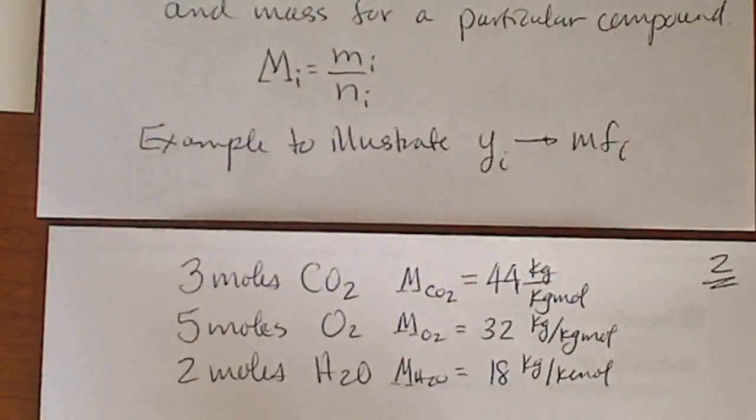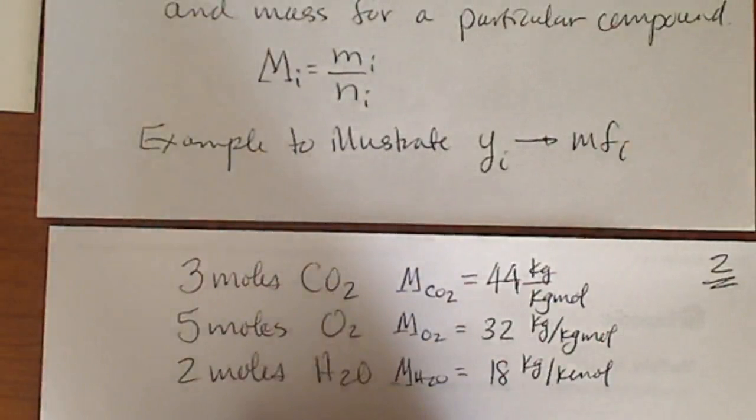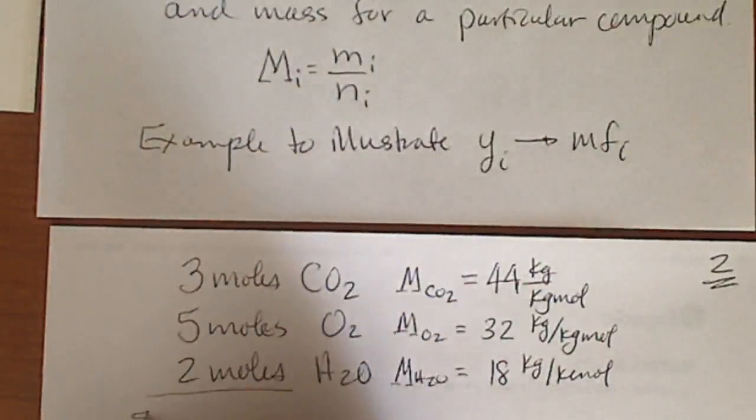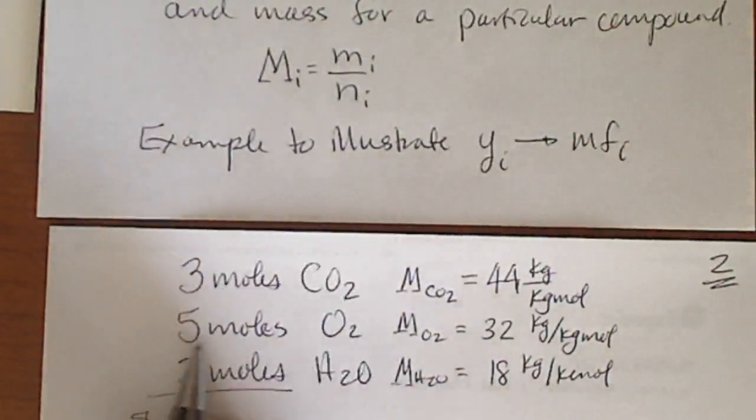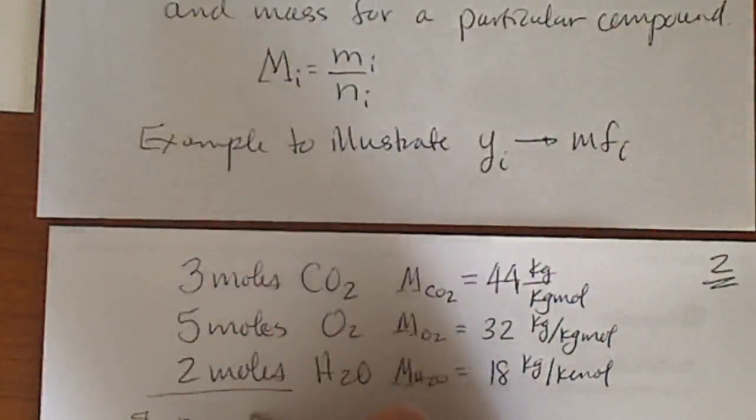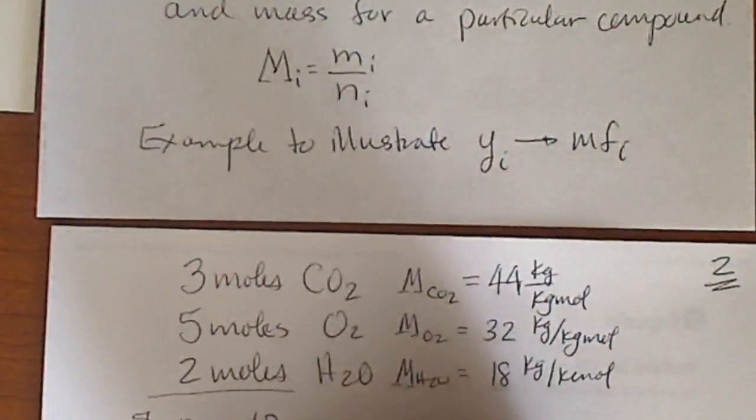Okie dokie. So if this is what we've got, then if we sum these up, that's going to be our number of moles of the mixture. 5 plus 2 is 7 plus 3 is 10. So that makes it nice.